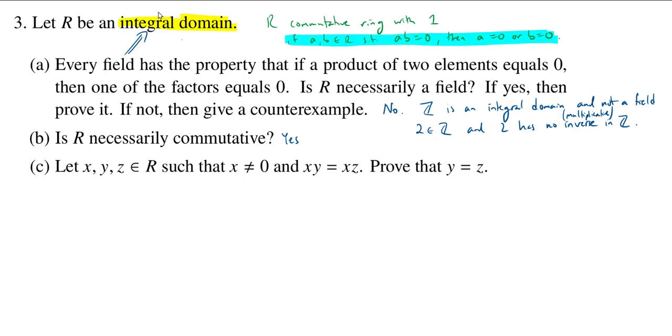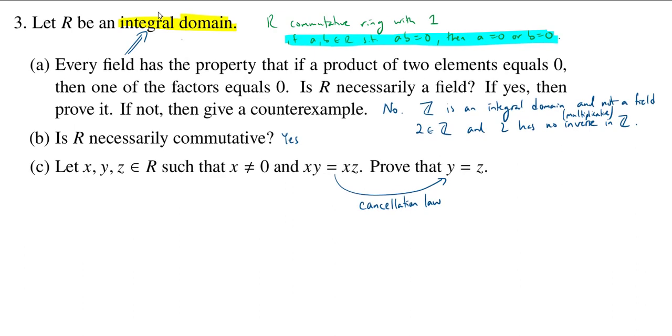Part C. Let x, y, and z be in the ring, so we have 3 elements. x is not 0, and x times y is equal to x times z. We want to prove that y is equal to z. This is what people talk about as canceling, where they say, oh, cross these out. By the way, I really hope that you don't cross stuff out. I think we should be teaching our students not to cross off things so that they can't see their work. Anyhow, whether we cross it off physically or not, this is called the cancellation law.